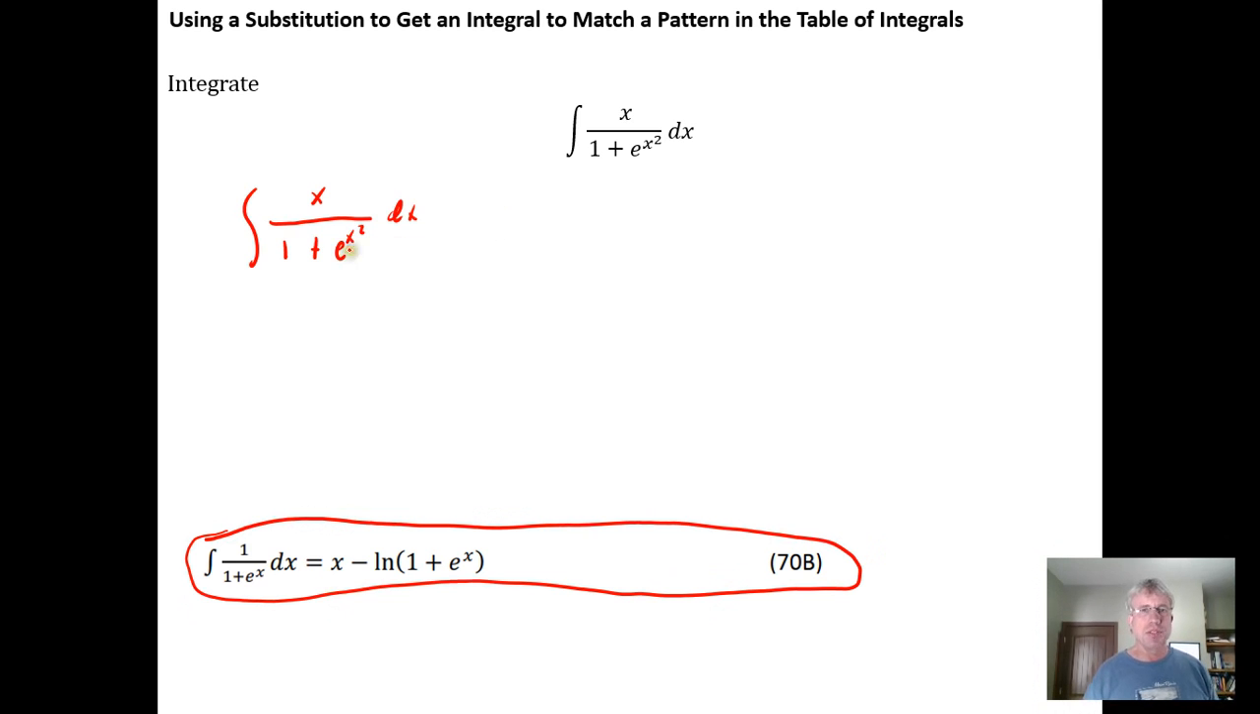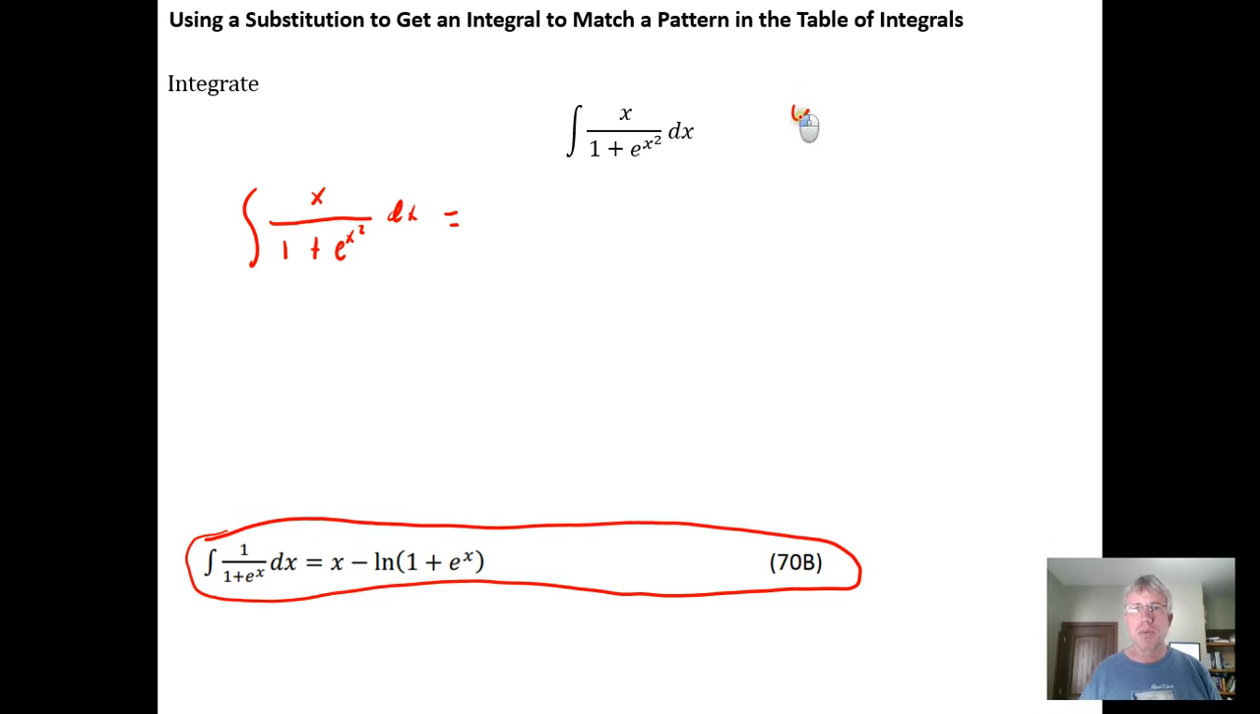However, what we want to notice is because the derivative of the exponent x squared is here in the numerator, it only differs by a constant. If we make an appropriate u-substitution, we can get a form that will allow us to do the integration.